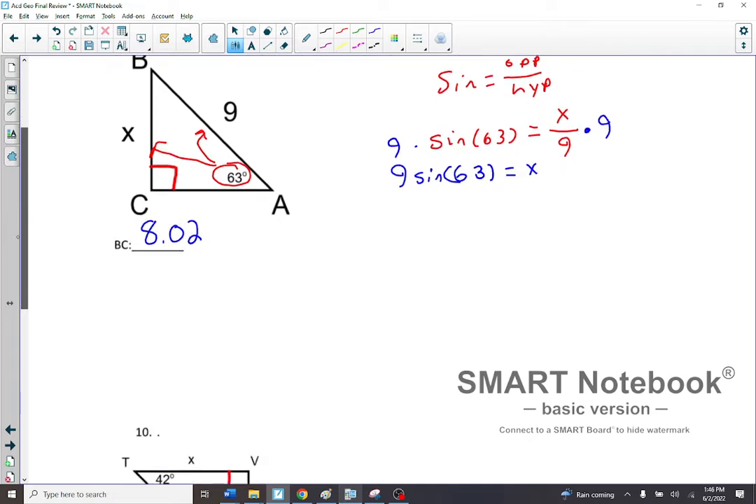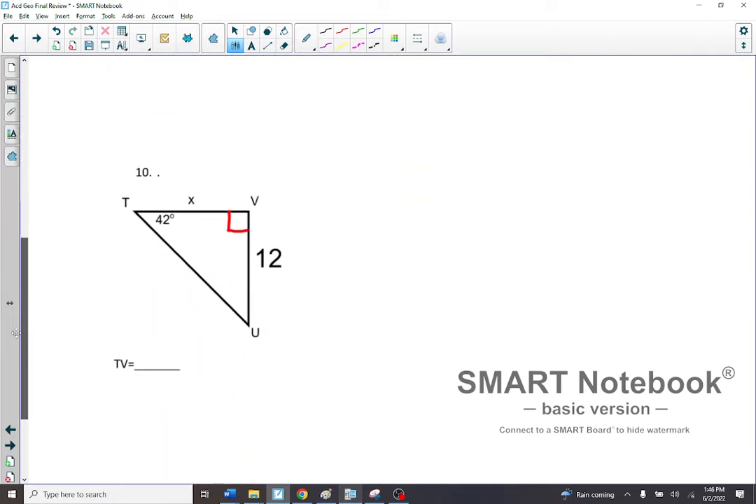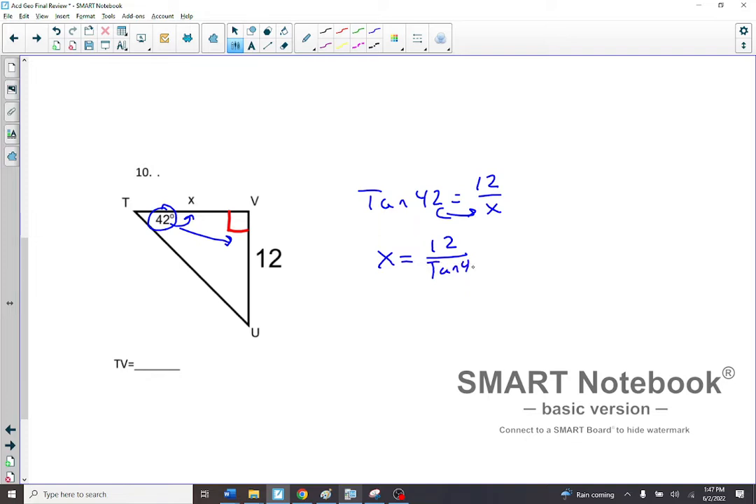All right. Next one. It's going to be tangent. I'm standing here. I have an opposite and I have an adjacent. So there's a tangent of 42 equals opposite 12 over adjacent x. So the x is on the bottom here. In order to get the x on top, what we're going to do is swap the places of tan 42 and x. So it's going to become x equals 12 over tan 42.